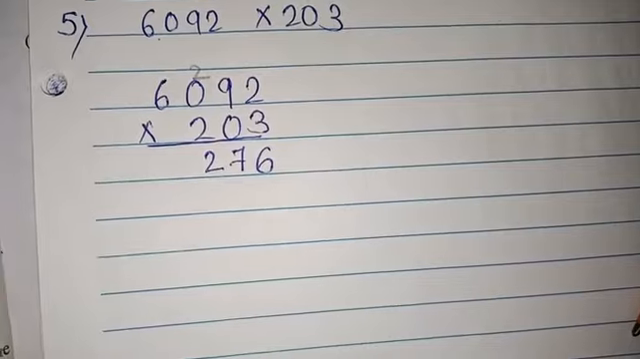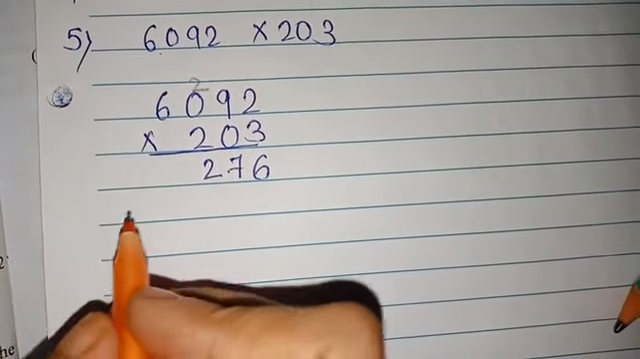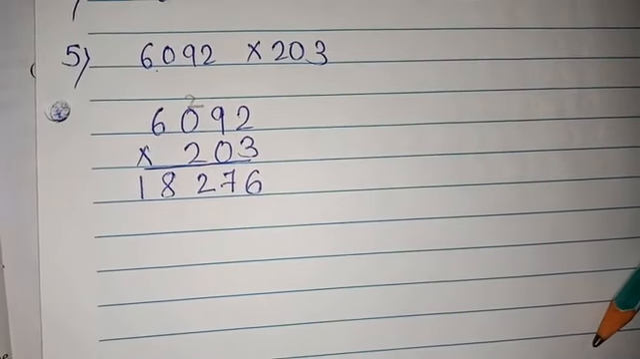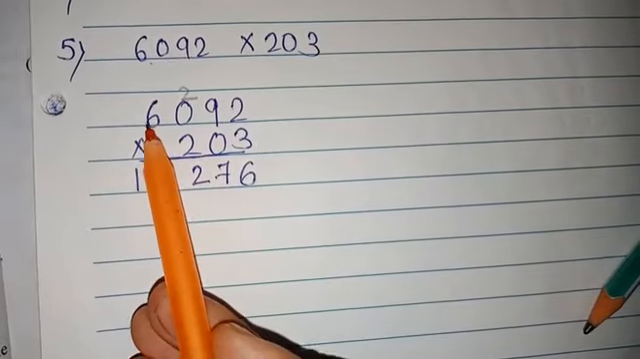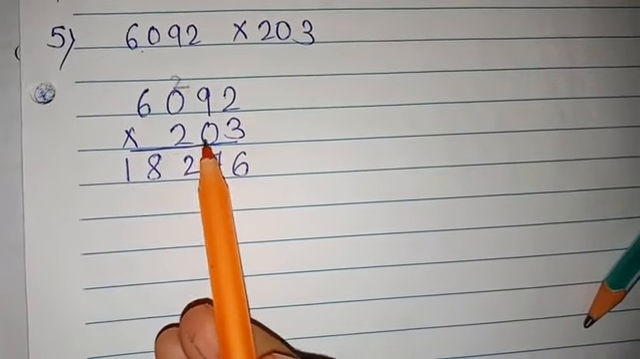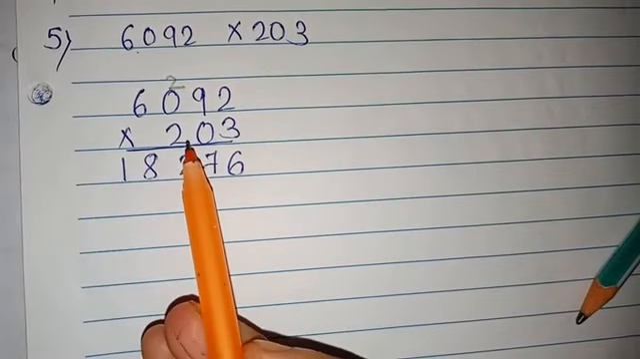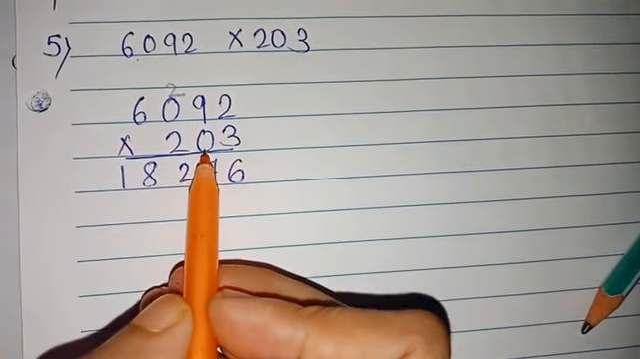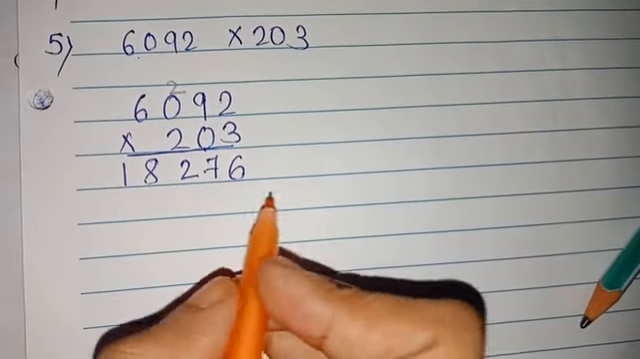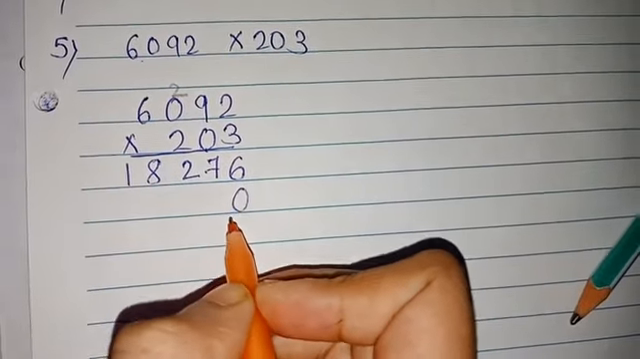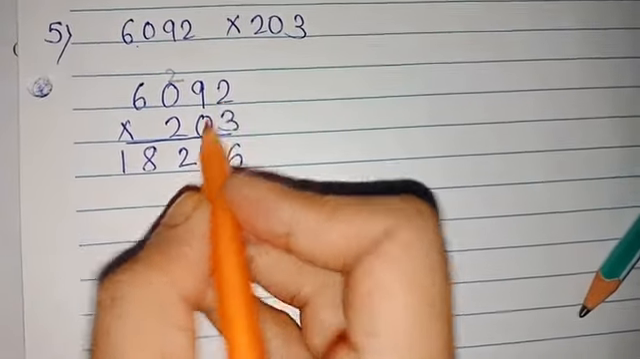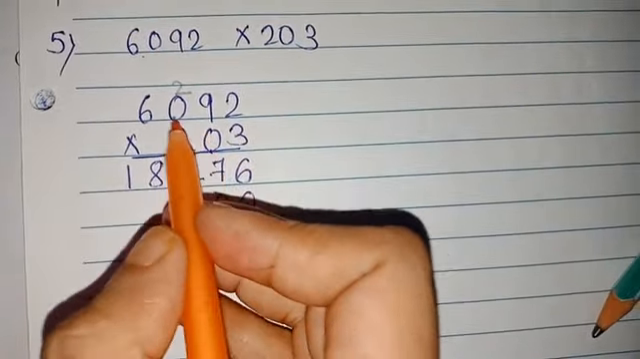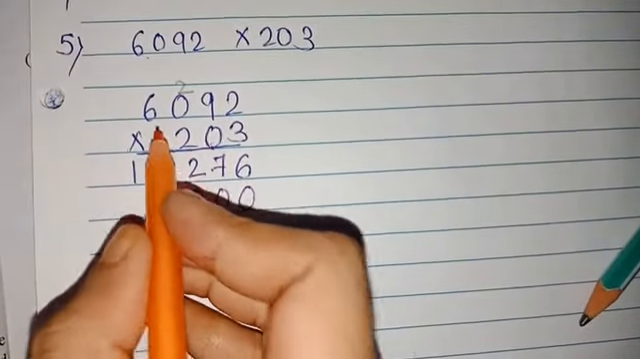Done. Now 3 sixes are 18, so 1 and 8. Understood? Now we will multiply 6092 by this 0. We all know any number multiplied by 0 will be 0 only, right? So, and this 0 is in tens place, so I will write 0 here in units place first. And now 0 twos will be 0, 0 nines are 0, 0 zeros are 0 only, and 0 sixes are 0.